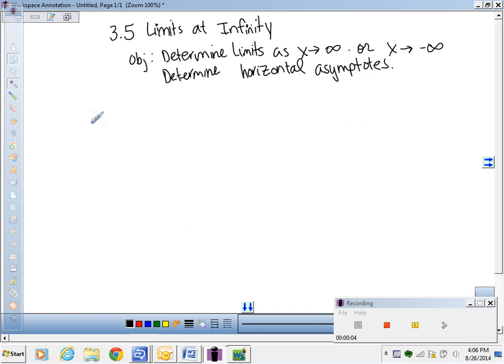And in order to do this, we're going to be looking at end behavior again. We did it today in class when we were looking at vertical asymptotes, and we're going to do it again when we are looking at the horizontal asymptotes.